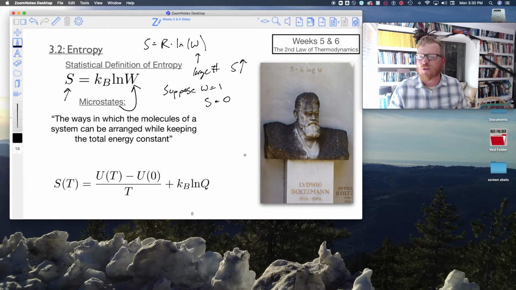So start conceptualizing this relationship between entropy and number of microstates. Entropy is not really a measure of chaos. It's really a measure of the number of ways we can arrange things without changing the energy.